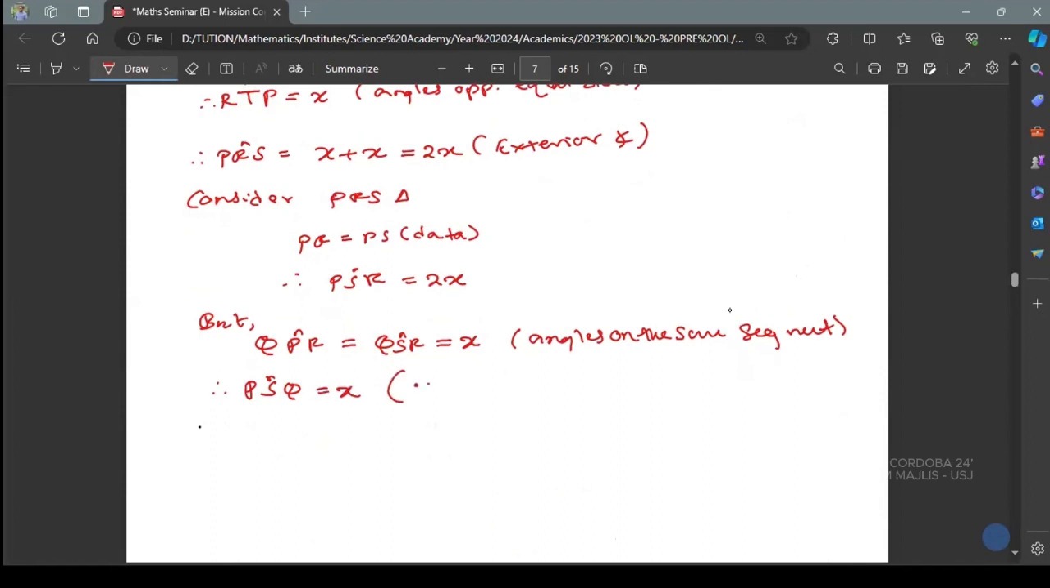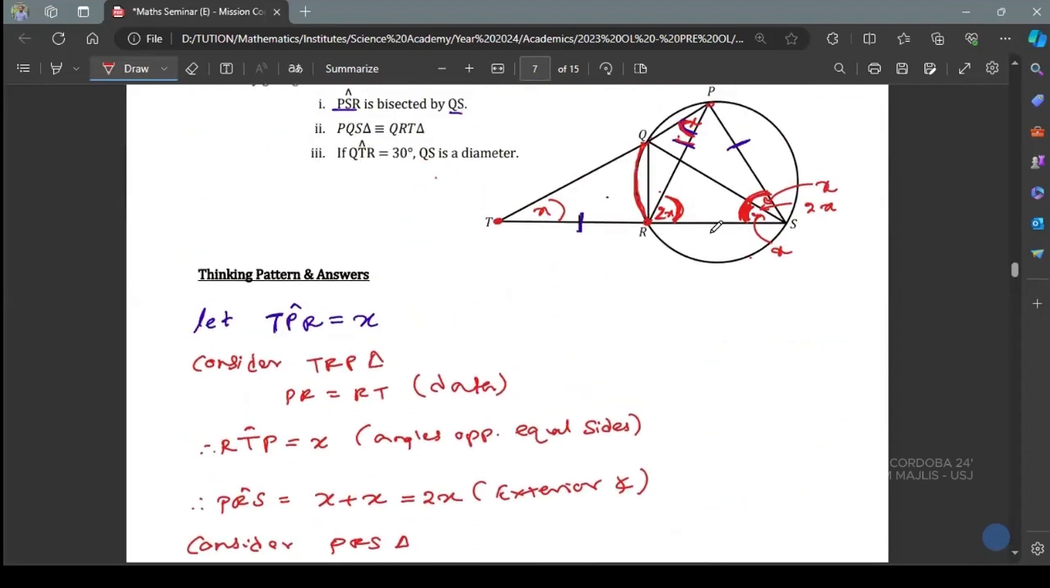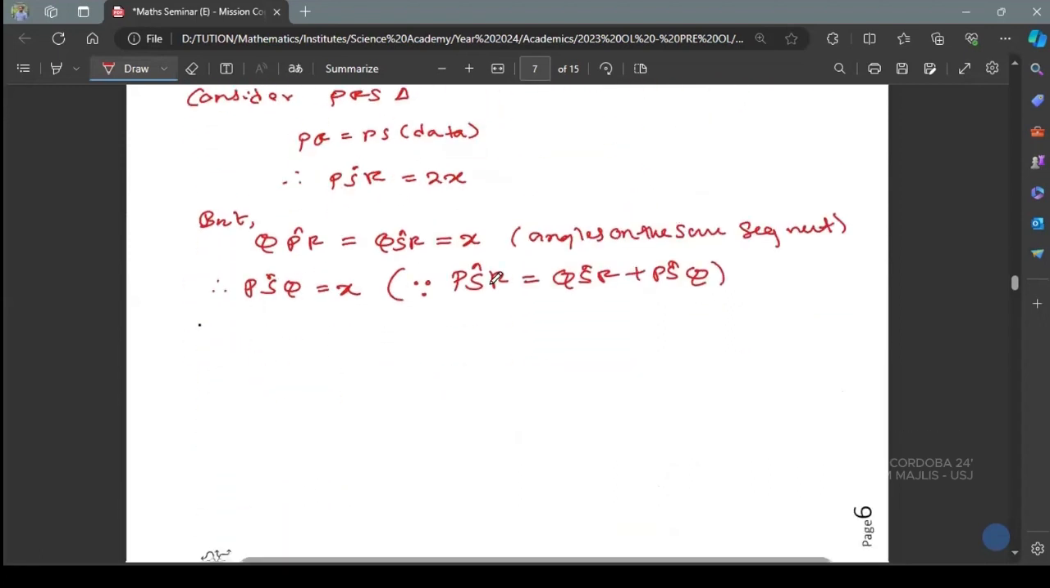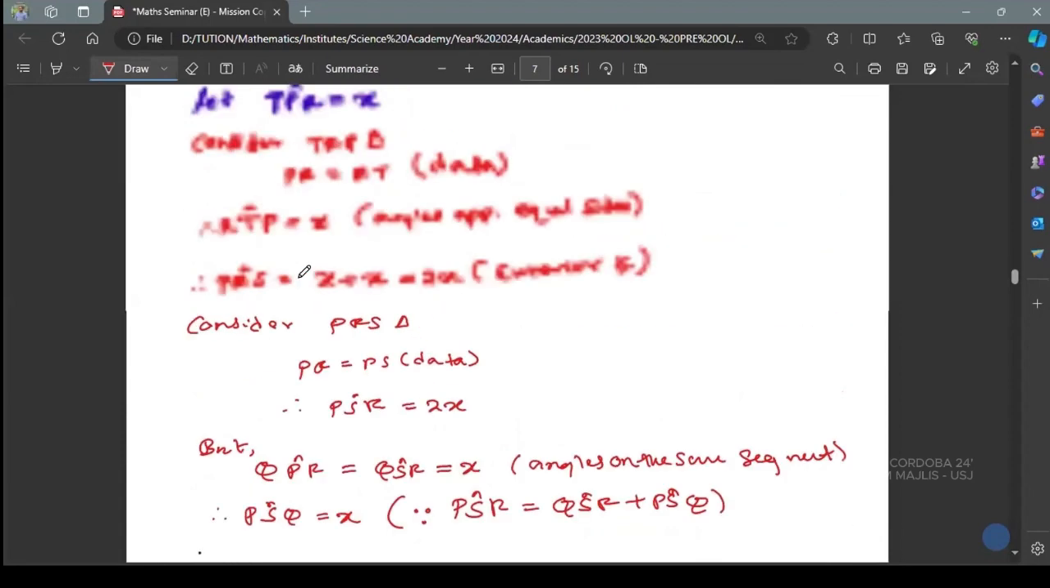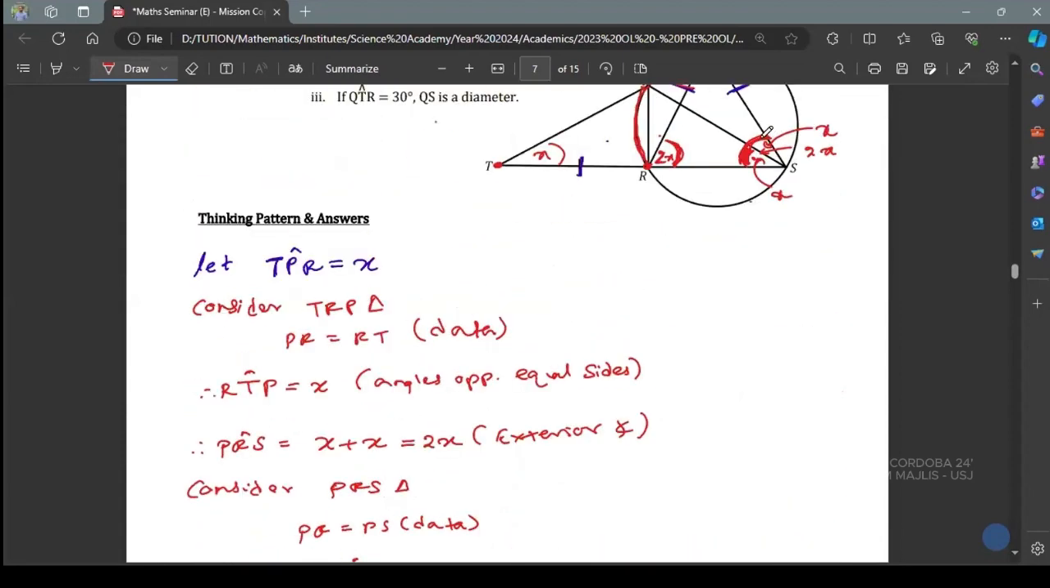What is the reason? Because this entire PSR angle is a combination of the QSR angle and the PSQ angle. You see? The QSR angle, this angle, plus the PSQ angle, this angle. When you add those two angles, you get this big PSR angle. So that's why this PSQ angle must also be equal to X.